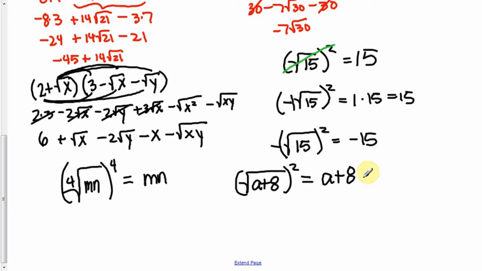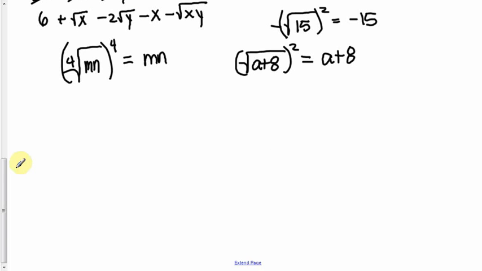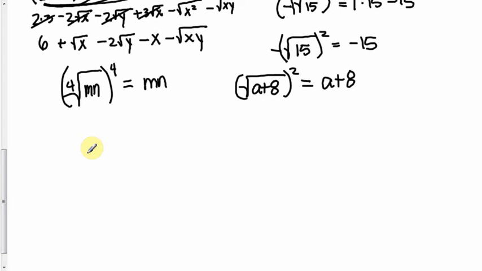Now, this is all well and good, but we have to be able to discern between situations. So this is the square root of a binomial, all raised to the second power. This is not.